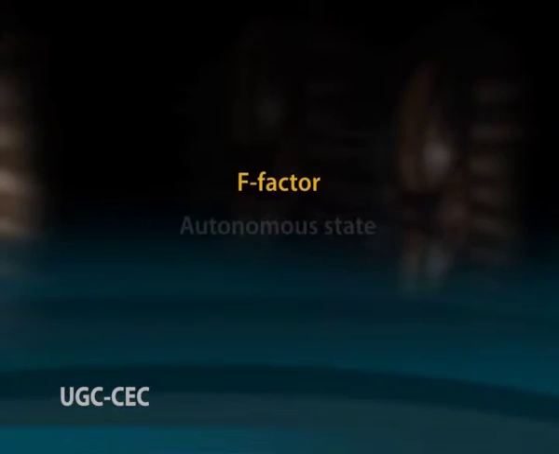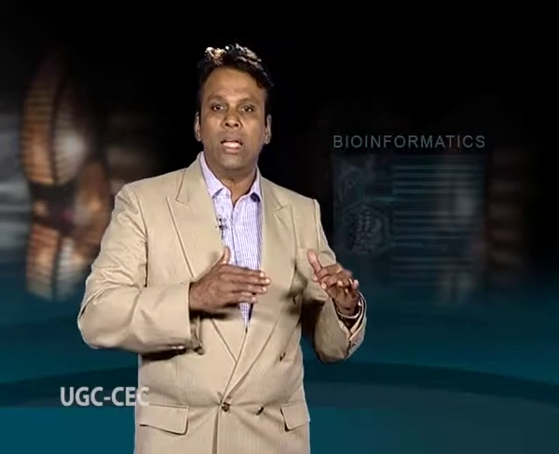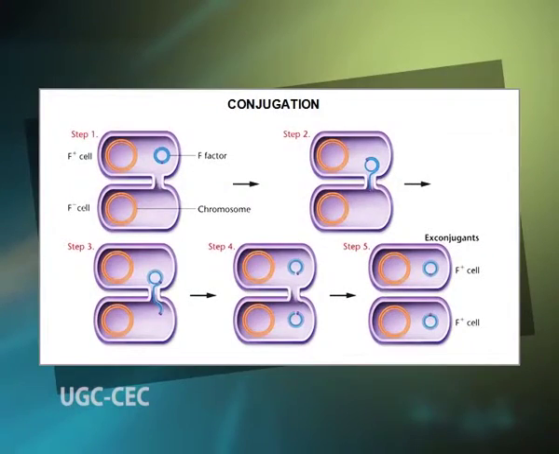The F factor can exist in two different states: the autonomous state, in which it replicates independently of the host chromosome, and the integrated state, in which it is covalently inserted into the host chromosome and replicates along with the host chromosome. Cells carrying an F factor, that is donor cells, form conjugation tubes and initiate DNA transfer after making contact with the cells not carrying an F factor, called F minus cells, that is the recipient cells.